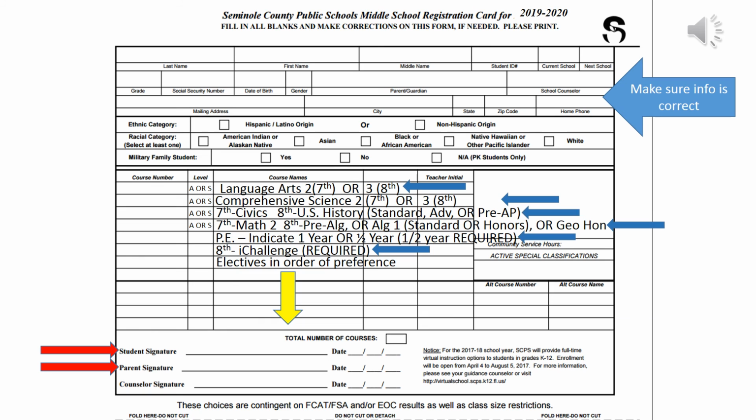Please make sure that the card is signed by both you and your parent.